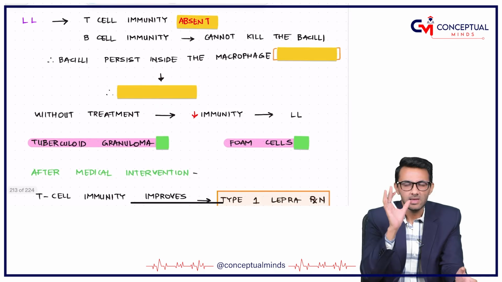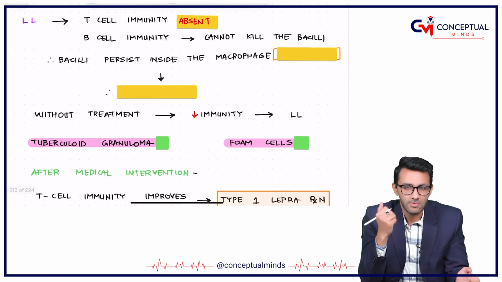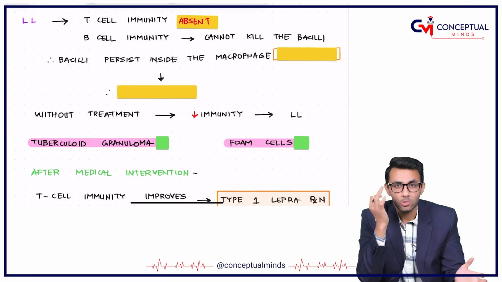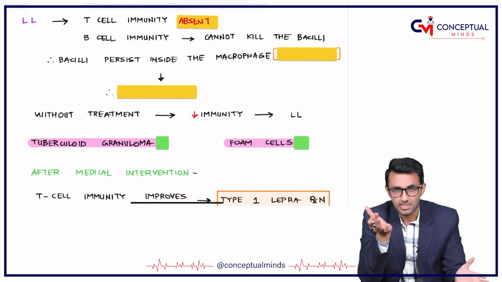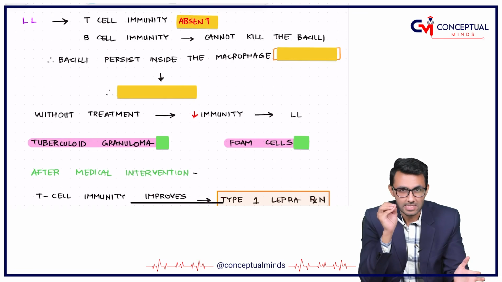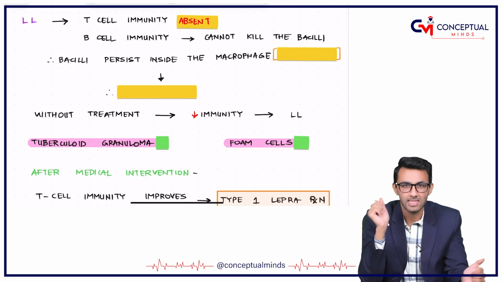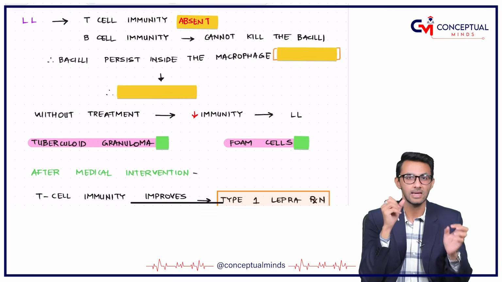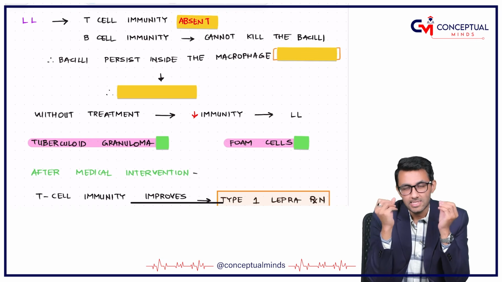If T cell immunity is absent, do you think there will be granuloma formation? No. If there is no T cell immunity, what is going to happen? I told you that T cells are the best ones to contain them. That is the reason we had the paucibacillary form in TT. But over here, the T cell is absent.